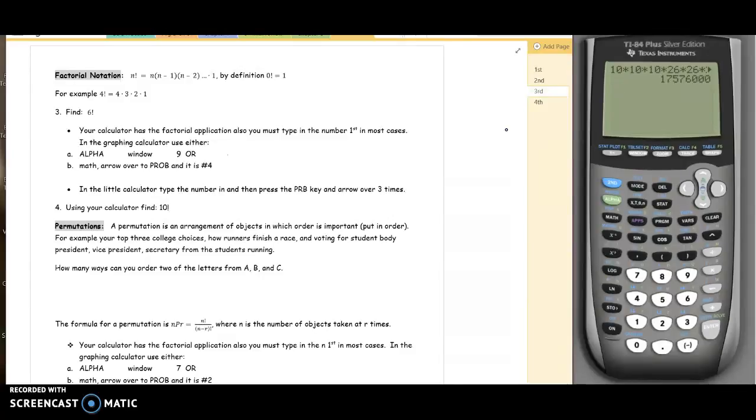So it's not exclaiming 4. It's not the same as an exclamation point in English. It is a factorial. So 6 factorial would be 6 times 5 times 4 times 3 times 2 times 1. Plug that into your calculator and see what 6 factorial is.